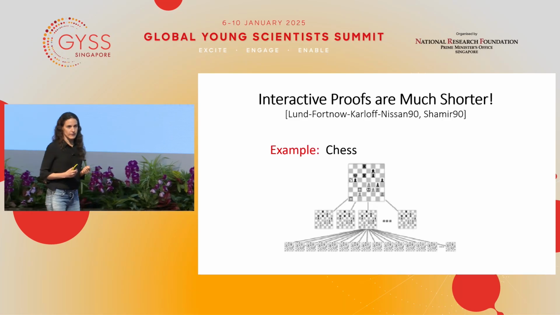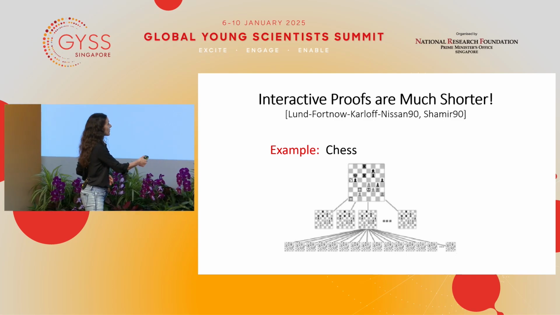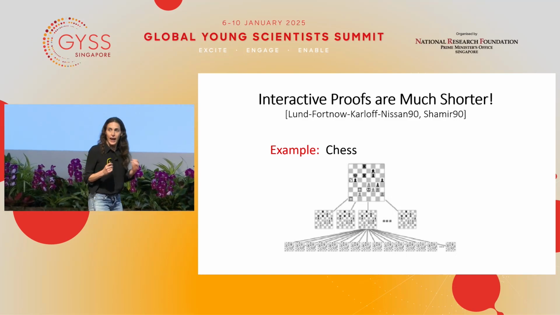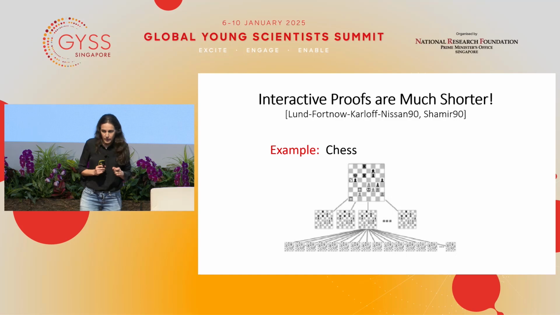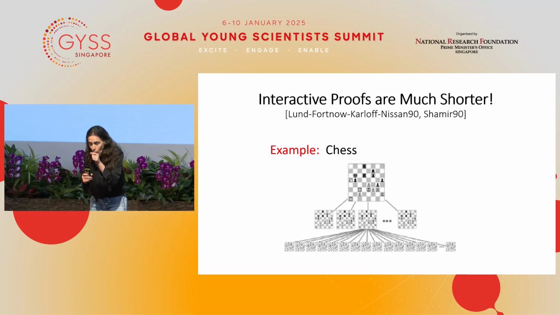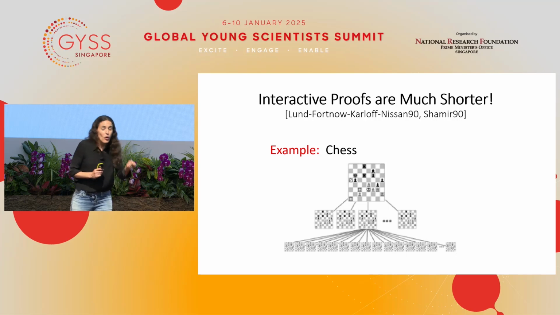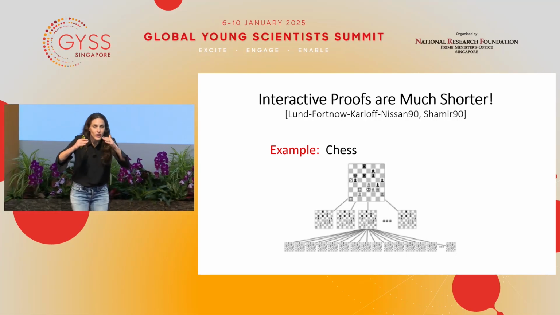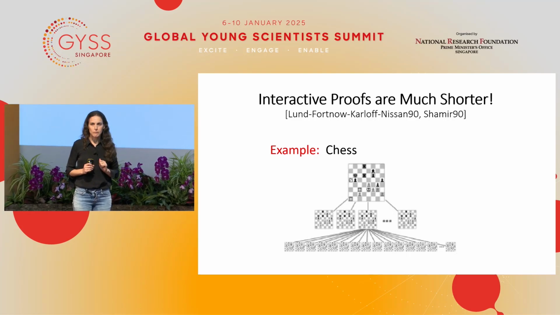And let me give you an example. Take chess. Suppose we have here a chess configuration, and suppose I want to prove to you that the black player has a winning strategy. Which means that no matter which move the white player makes, the black player has a move, such that no matter what the white player does, the black player can always win. That's what it means to have a winning strategy.